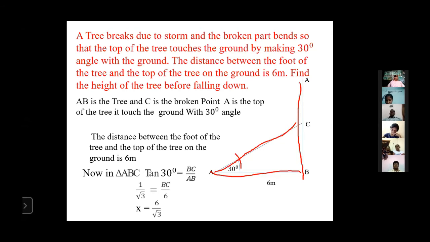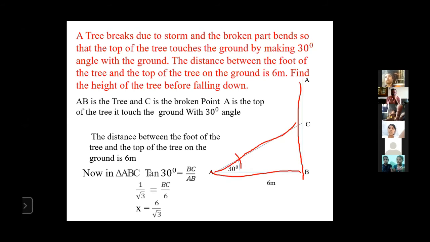It's root 3 by 2. So cos 30 is equal to 6 by AC, and cos 30 is root 3 by 2. Root 3 by 2 is equal to 6 by AC. Let's assume the length of AC is equal to x. Then we cross multiply. x into root 3 is equal to 6 into 2, which is 12. And this root 3 is in multiplication, so when we send it to the other side, it will be the denominator. Then we get x is equal to 12 by root 3.